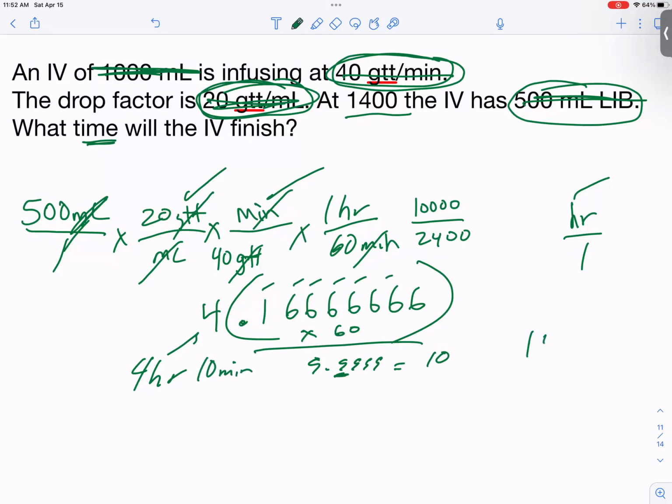So Professor K walked in at 1400. It takes 4 hours and 10 minutes. So the answer is 1810. I'm going to walk back in at 1810, which is what time, by the way? It's 6:10. Yeah, 6:10 p.m. So I'm working day shifts. I'm out of there at 7. All right. So 1810, I'm walking in with a brand new IV. Beautiful.